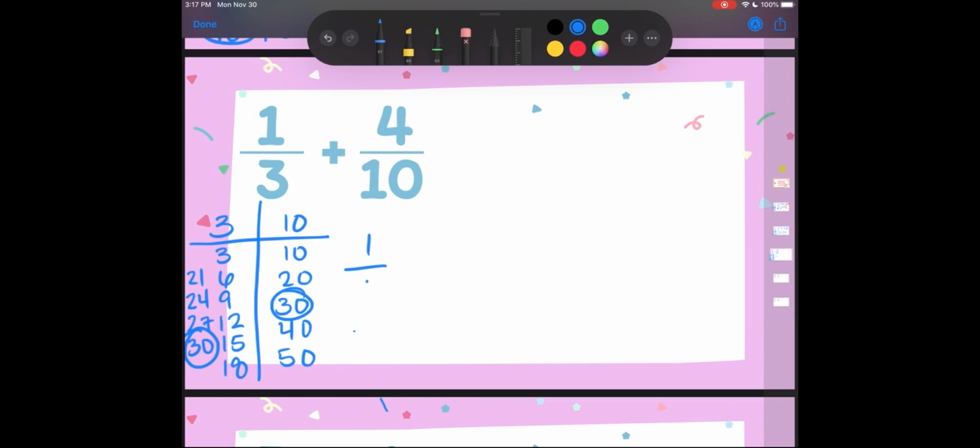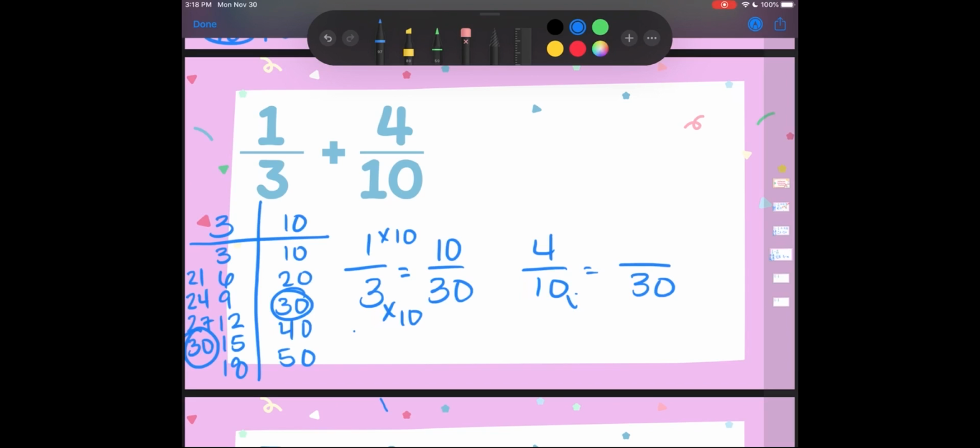Since neither one of them is 30 already, we're going to have to convert both of them to 30ths. So we're going to turn 1/3 into 30ths, and we're going to turn 4/10 into 30ths. To get from 3 to 30, I had to multiply by 10. So I'll do the same thing to my numerator. I end up with 1 times 10, which is 10. So 1/3 is equal to 10 30ths.